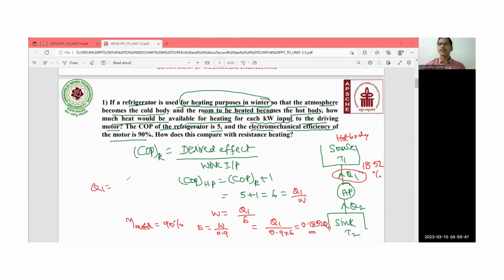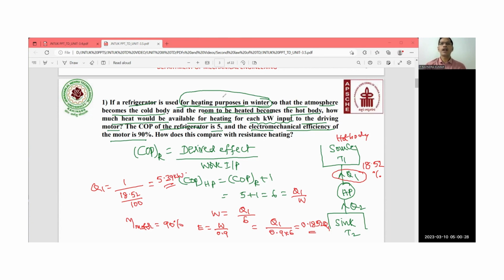Q1 is equal to, so 18.52% is given, right? So that is for each kilowatt, that is 1 divided by 18.52 divided by 100. So 18.52 divided by 100, then it is going to come out as 5.39 kilowatts, right? So this is how you have to solve the problem.